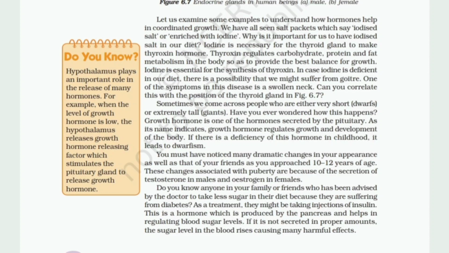Sometimes we come across people who are either very short, dwarfs, or extremely tall, giants. Have you ever wondered how this happens? Growth hormone is one of the hormones secreted by the pituitary. As its name indicates, growth hormone regulates growth and development of the body. If there is a deficiency of this hormone in childhood, it leads to dwarfism.